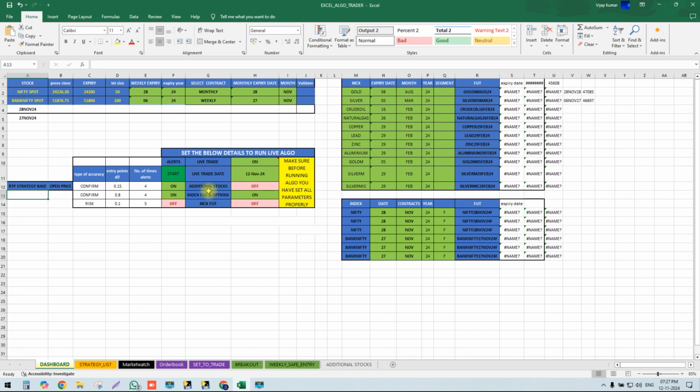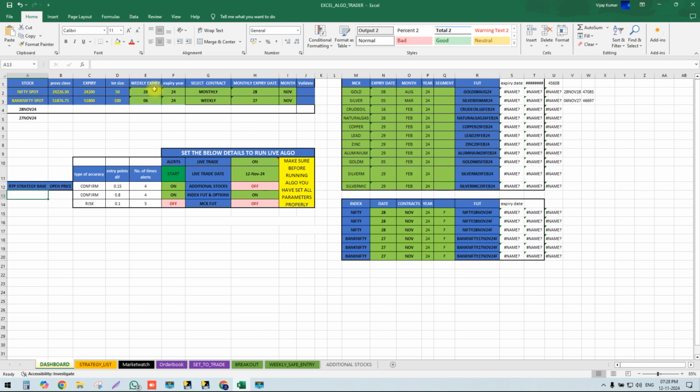If you want any additional stock, it is off right now; turn it on, and you can add your additional stocks like Infosys, banks, HDFC Bank, SBI, whichever you want. And index futures and options: if you want to trade in index futures and options, just turn this on. If you want to trade in MCX, turn on this. If you turn on all these things and set this step by step, everything goes automatically.